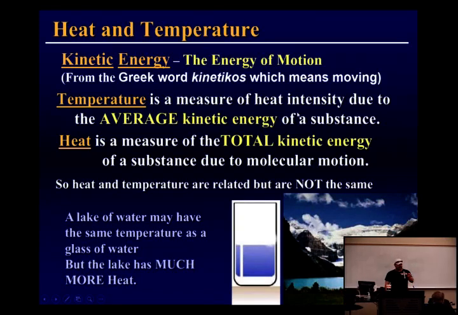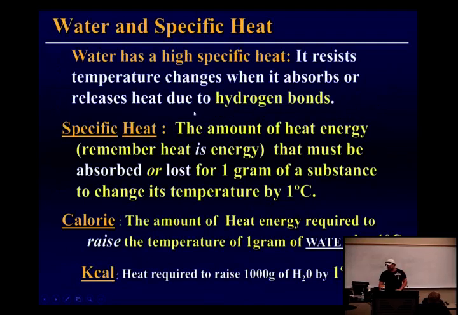So everybody understand the difference between temperature and heat? All right. So we can measure the amount of energy that's required to change the temperature of a substance, and that's called specific heat. So water has a high specific heat, right? It's hard to change the temperature of water. Everybody knows why. If I ask you on the test, why is it hard to change the temperature of water? Hydrogen bonds, right?